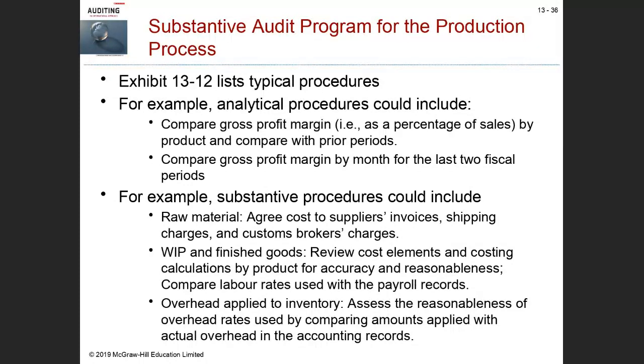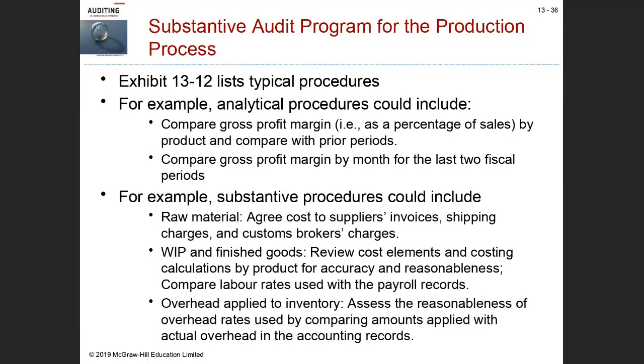Work in process and finished goods. It says review the cost elements and costing calculations by product for accuracy and completeness. Compare labor rates used for payroll records. So again, in work in process, for example, there'll be a raw material component, and there'll be a labor component, and there'll be an overhead component.